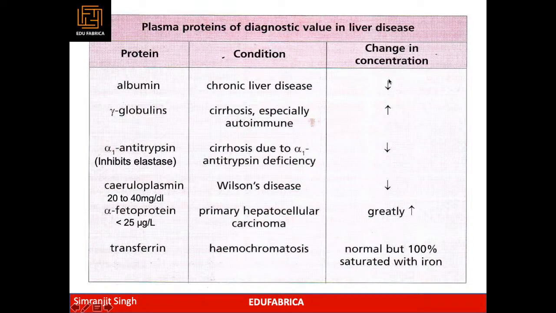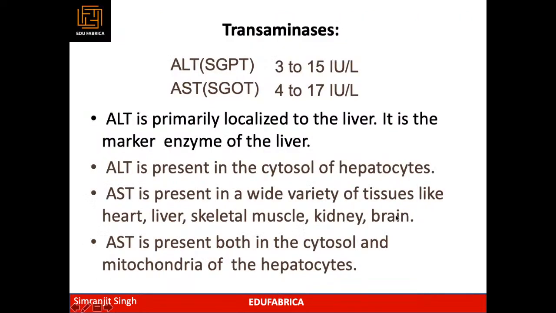It becomes low in albumin, high in the gamma globulin, low in alpha-1 antitrypsin, lower in ceruloplasmin, and highly elevated in the alpha-fetoproteins. Then there are transaminases like ALT and AST, as we have discussed, SGPT and SGOT.